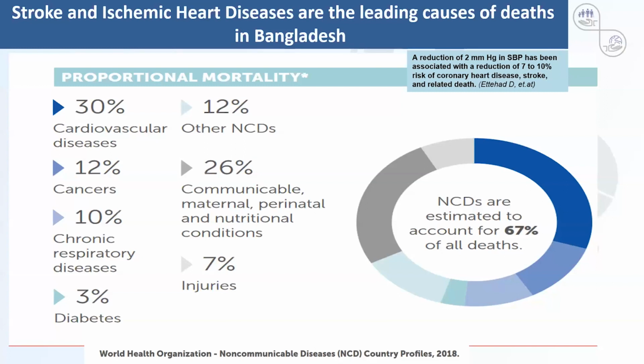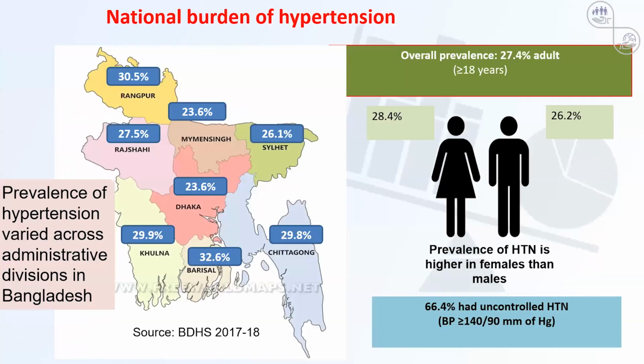But one of the contributors is hypertension, and a little reduction of hypertension, of 2 millimeters of mercury of blood pressure, can reduce this risk, which has already been evident. And the latest data suggests that nationwide hypertension prevalence is very high. Out of every 3 to 4 people, someone is suffering from hypertension that requires treatment, and more than 66% do not have control of it. That means they are always at risk of having a stroke or myocardial infarction, that means heart attack.